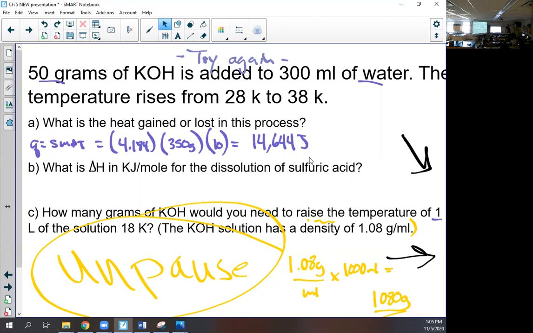Okay, those would be joules. The next thing I would do is convert them to kilojoules. So 14.64. Who was at least able to do that? And I would say lost, by the way. Okay, so there was that many kilojoules lost by the system.